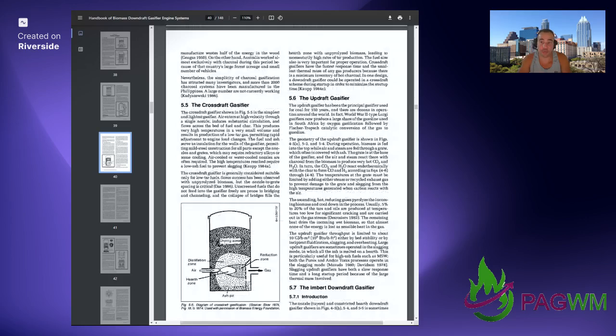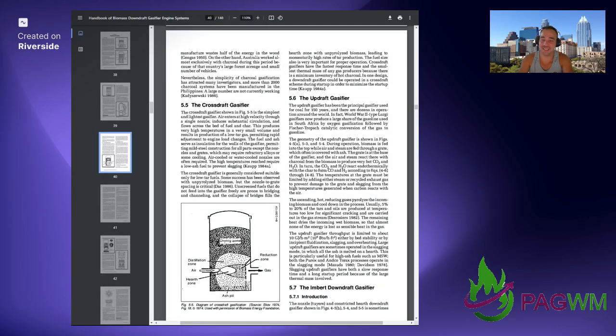On the other hand, Australia worked almost exclusively with charcoal during this period because of that country's large forest acreage and small number of vehicles. Nevertheless, the simplicity of charcoal gasification has attracted many investigators, and more than 2,000 charcoal systems have been manufactured in the Philippines. A large number are not currently working.